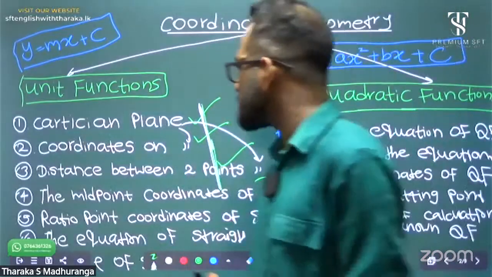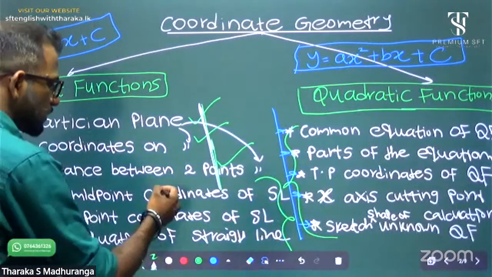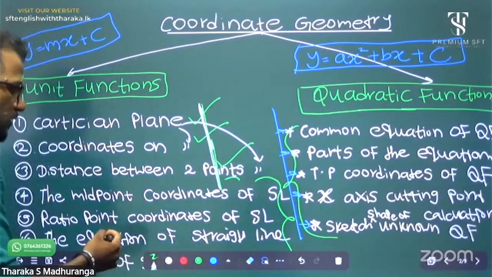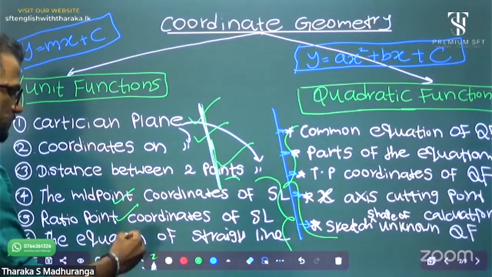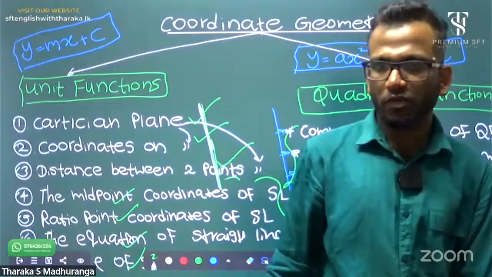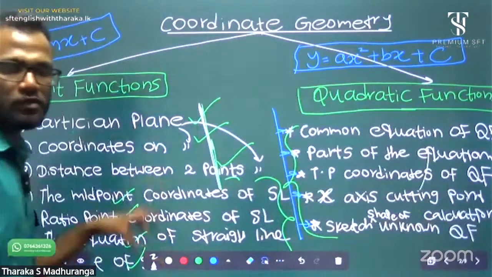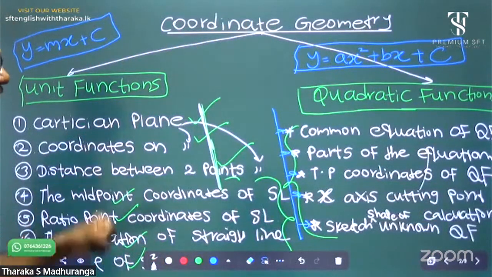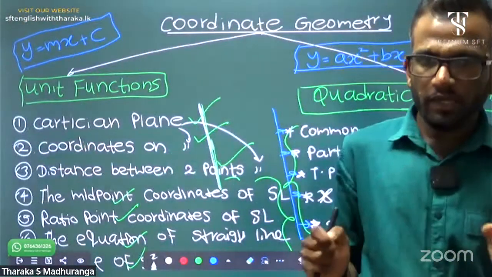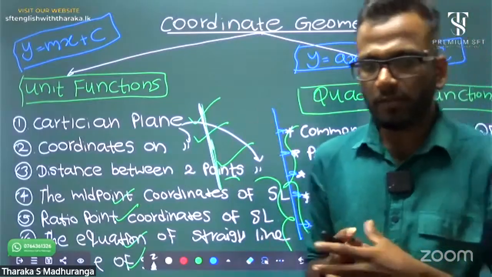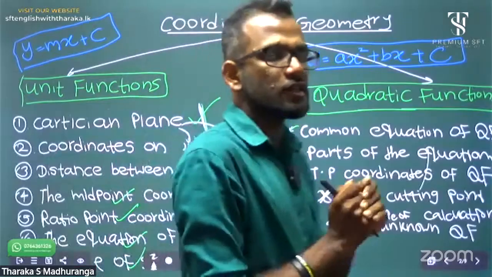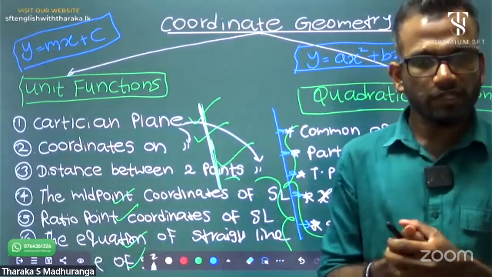Let's try to complete at least the remaining 4 subtopics of the unit functions next week. Then easily within one day we can complete quadratic functions. Quadratic functions are easy. The unit function is the most important. Today we discussed the Cartesian plane, coordinates on the Cartesian plane, and how to get the distance between any 2 points on it.